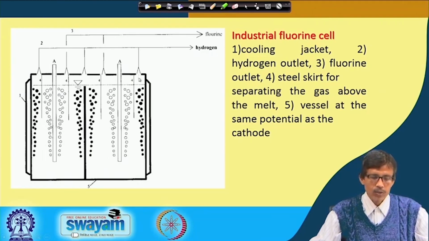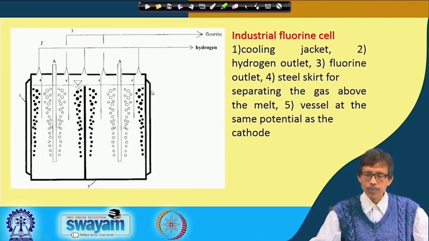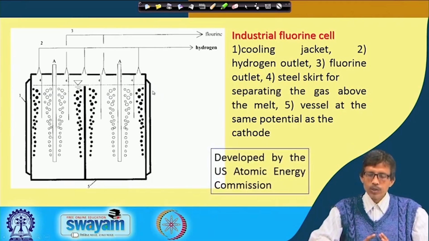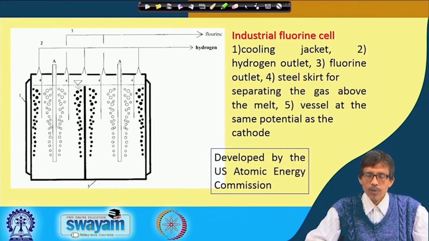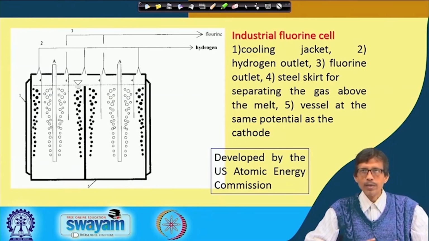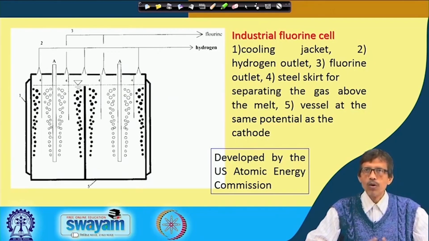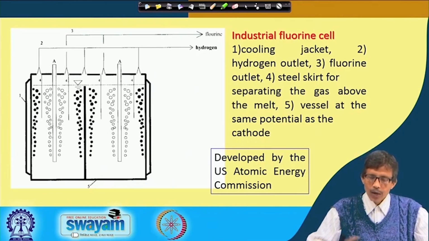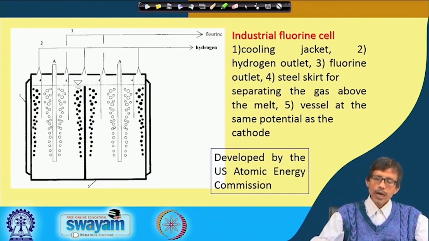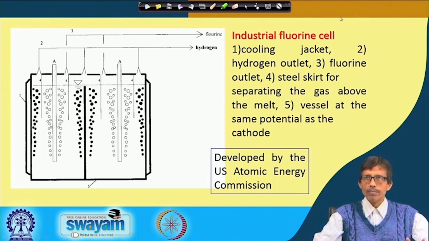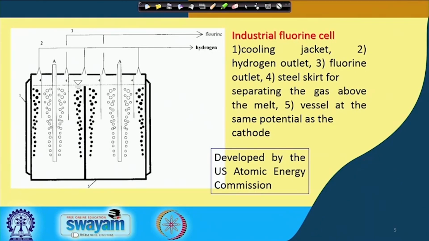So, hydrogen from the cathode and fluorine from the anode will be produced, and this particular cell was originally developed by the US Atomic Energy Commission, because in our country as well as everywhere there will be constant demand for fluorine supply. That we will also see for uranium enrichment. Uranium hexafluoride is also one of the good species. Like our BARC in our country, the United States Atomic Energy Commission also developed this particular cell, because most of these materials are sometimes patented. So, you can have the US patent all the time.